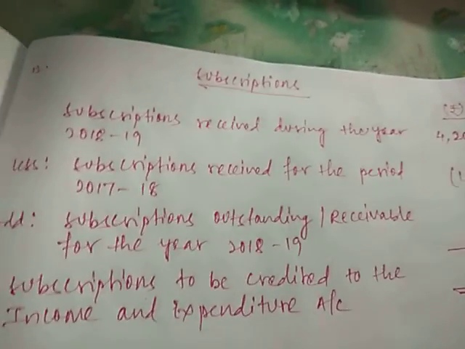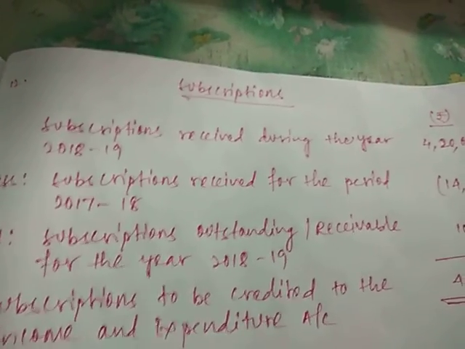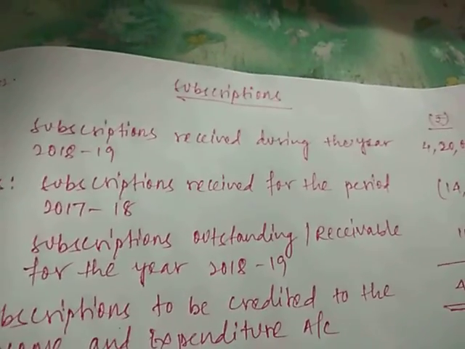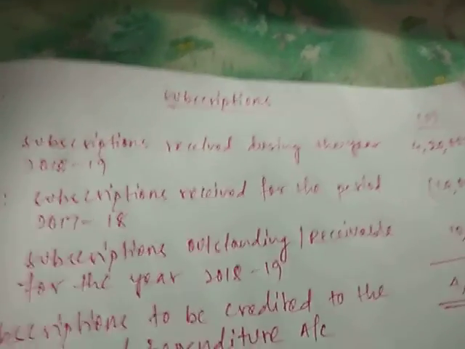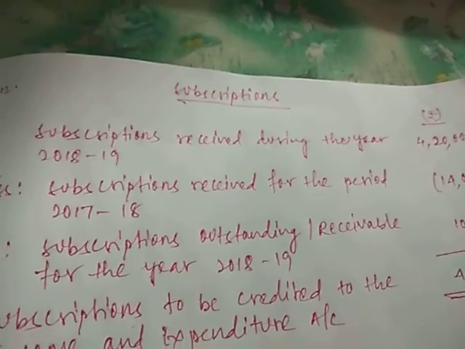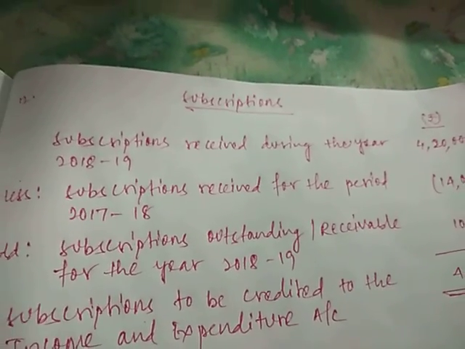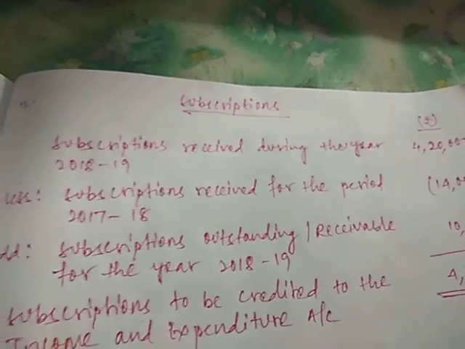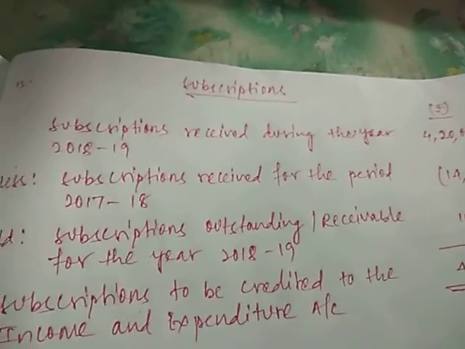Now for some members the subscription may remain in arrears even after the year end. For example, the year going on is 1st April 18 to 31st March 19. During this year, a few members have not paid their subscription, so their subscription will be in arrears at the end of the year, that is on 31st March 2019.